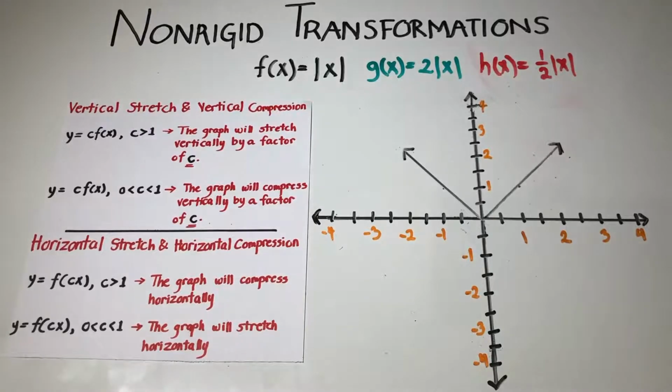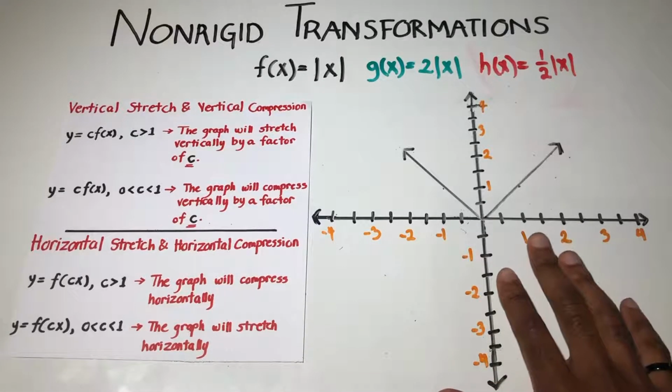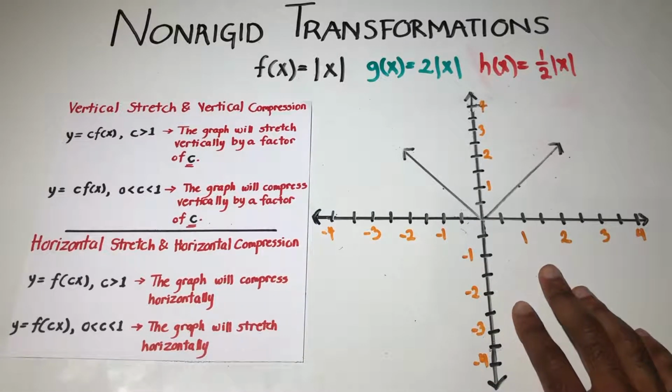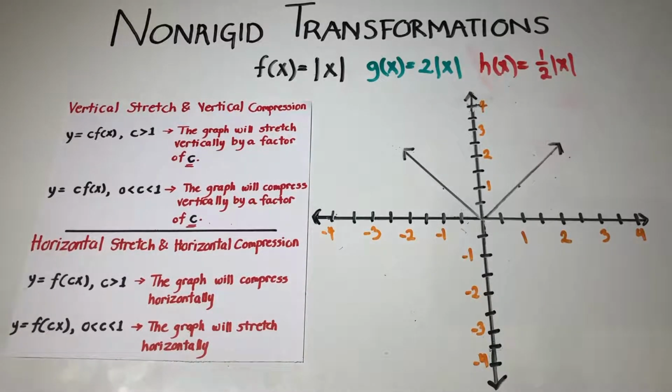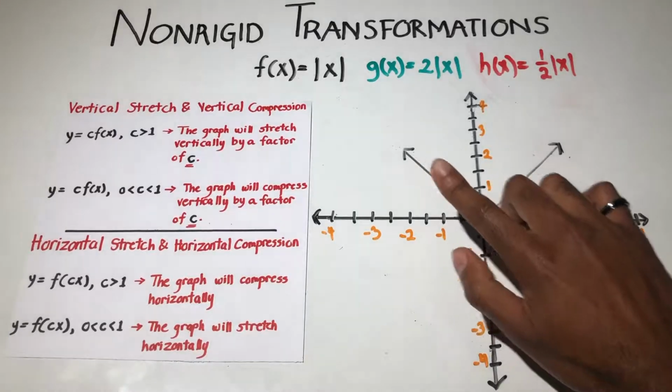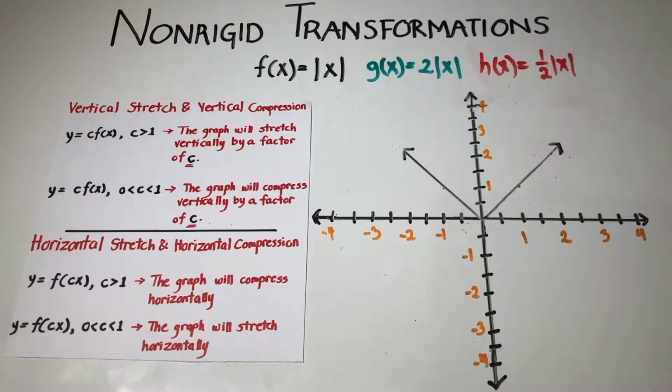Now let's look at an example. Here we have our basic function, f of x is equal to the absolute value of x. And as we know, it looks something like this. Now we're going to try to graph g of x and h of x. Let's begin. I'm going to use green for g of x. We're going to go ahead and construct a table of values.